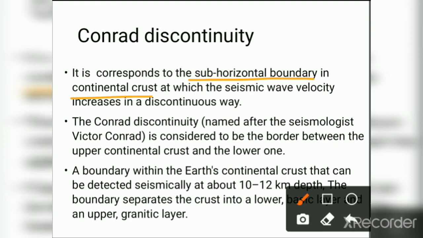The Conrad discontinuity, named after the seismologist Victor Conrad, is considered to be the border between upper continental crust and lower one. It is a boundary within the Earth's continental crust that can be detected seismically at about 10 to 12 km depth. The boundary separates the crust into a lower basic layer and an upper granitic layer.